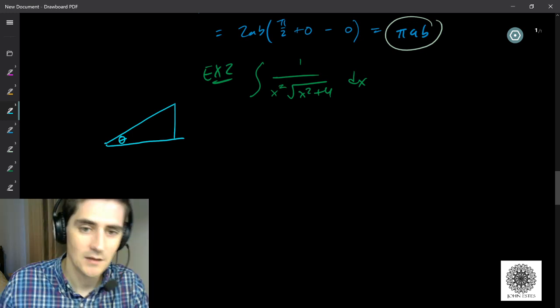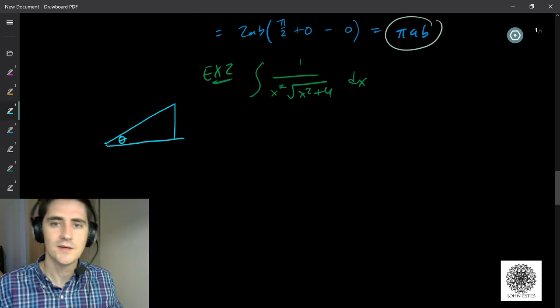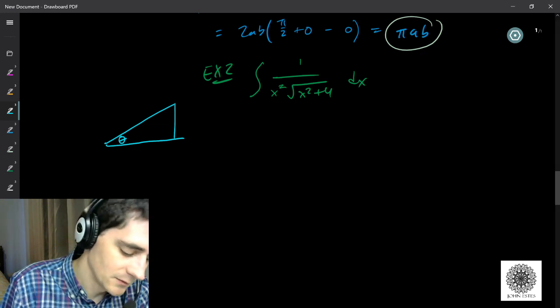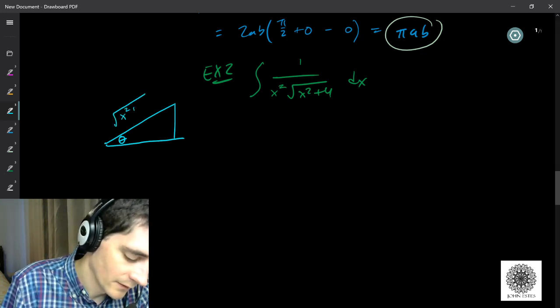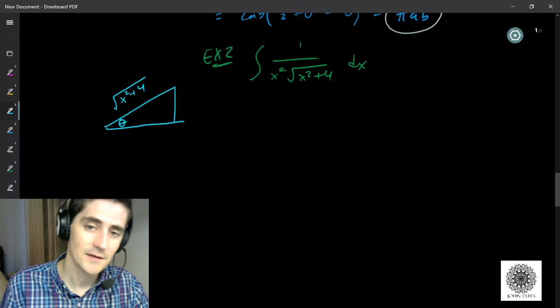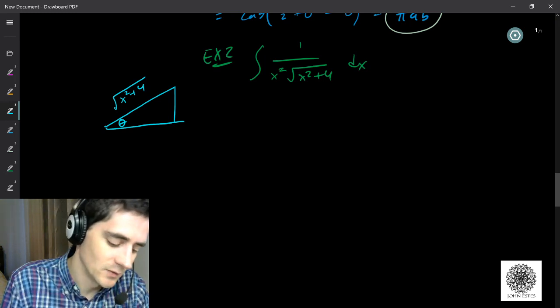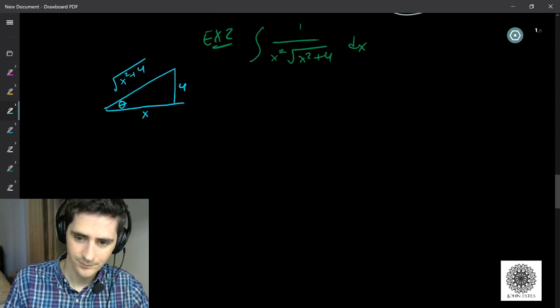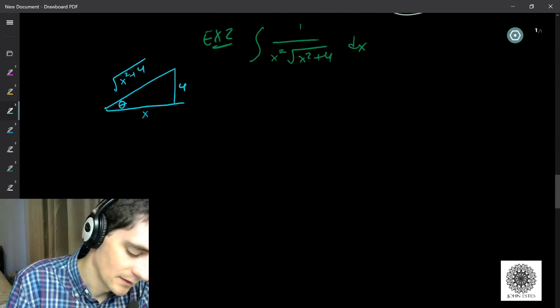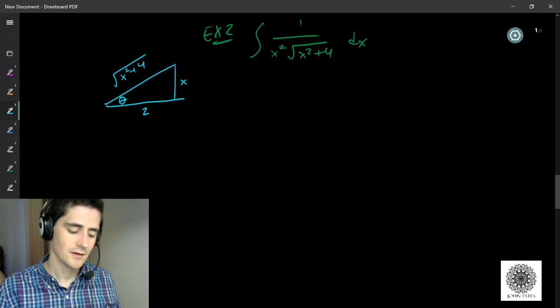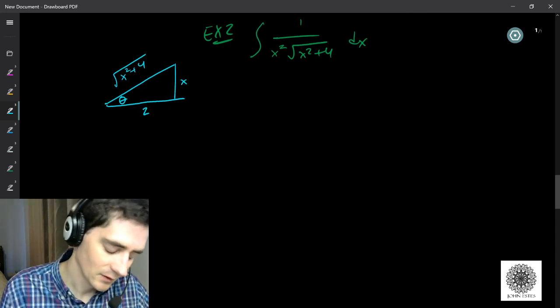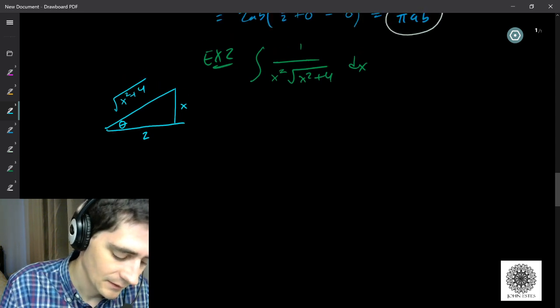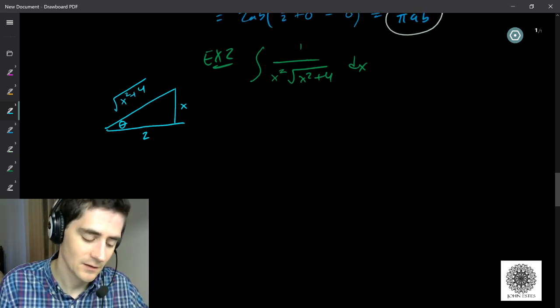That tells me that in the Pythagorean theorem, this is my hypotenuse. My hypotenuse is the square root of x squared plus 4. And that's going to force my other sides to be x and 2, not x and 4. I want to arrange it a special way, as we'll see. Now I'm going to try to figure out how to solve for x out of this triangle.